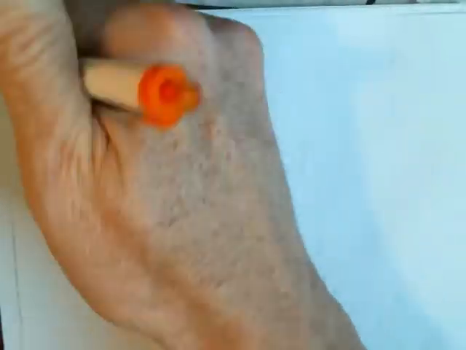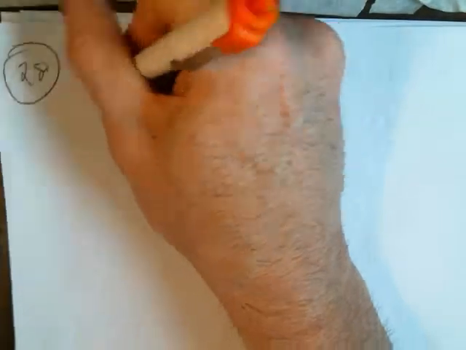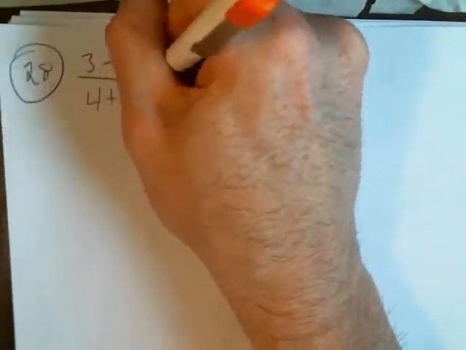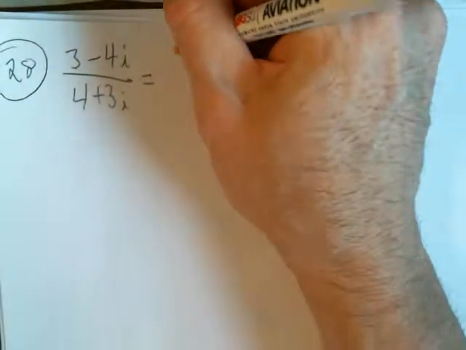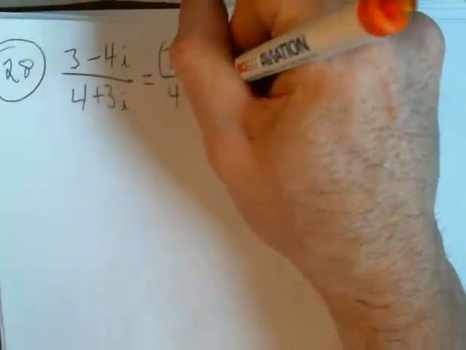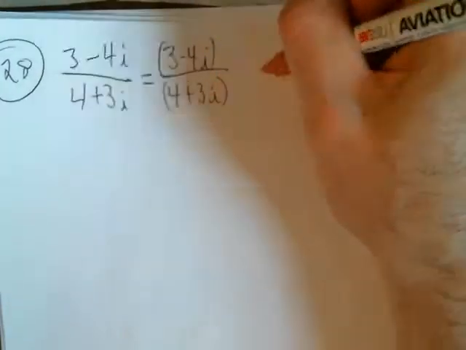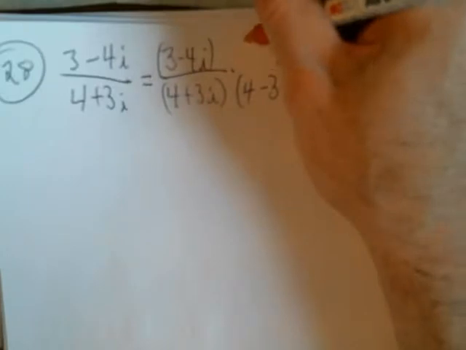So let's look at another one. 28. So 28, we officially divide two complex numbers by each other. So 3 minus 4i, and then 4 plus 3i. Okay. So again, it's not long division, right? You want to do conjugates. So I'll have 3 minus 4i in the numerator, all over 4 plus 3i in the denominator, and I'm multiplying top and bottom by, guess what? 4 minus 3i.